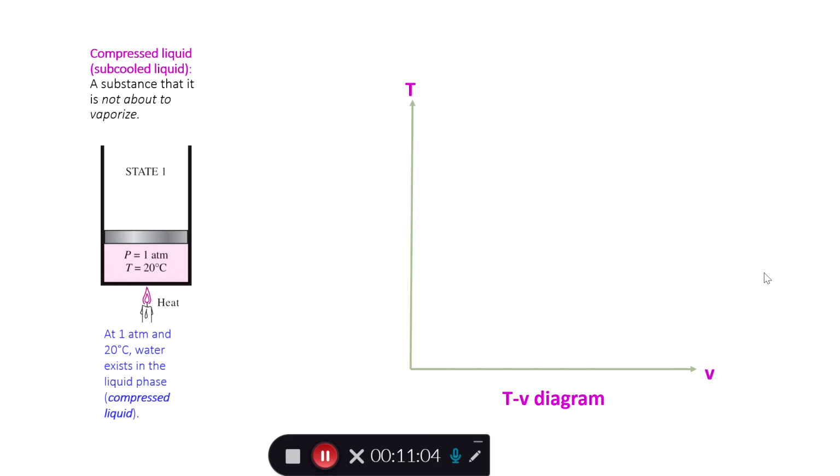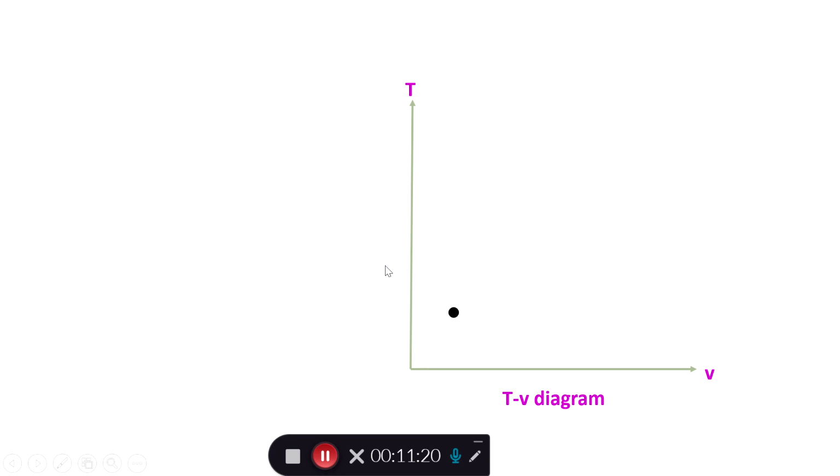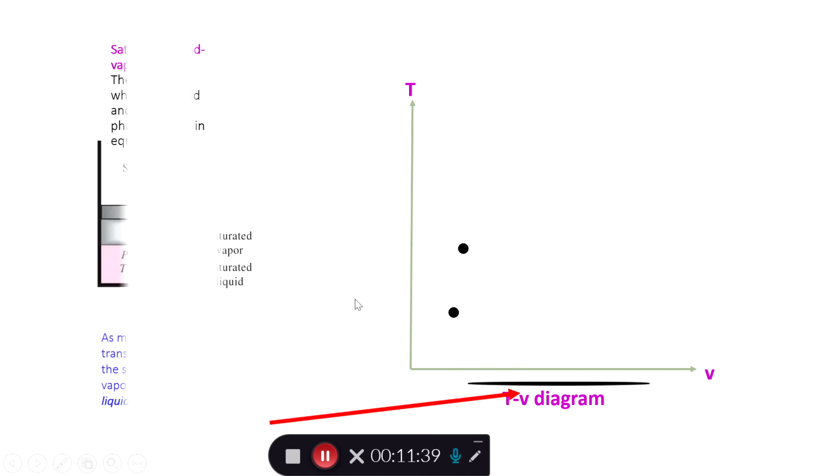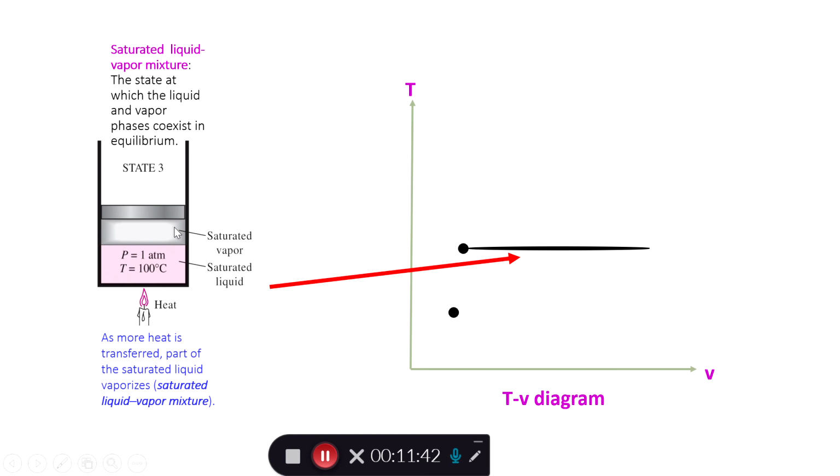In state 1, it starts as compressed liquid. So you can just mark it anywhere in the slightly lower volume region and lower temperature region. As you know, the temperature is 20. Now we heat it up and it starts to become saturated liquid. Note that there's a slight change in volume, only slight, and the temperature has increased significantly to 100 degrees. So that's state 2.